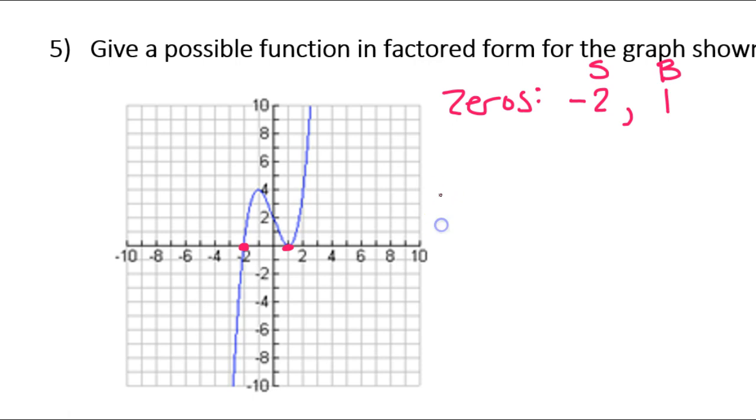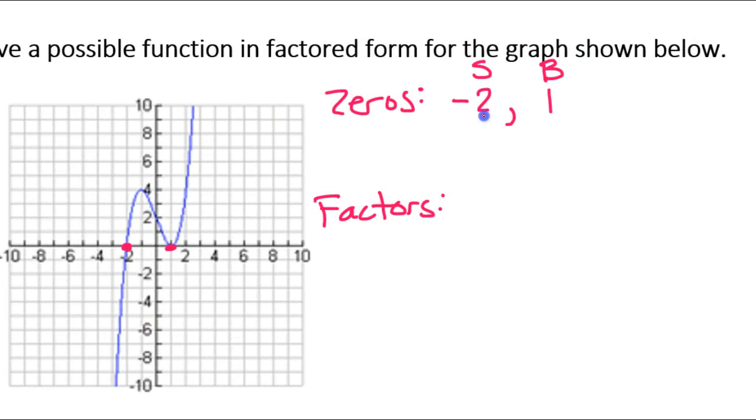Now, let's talk factors. Because of the 0 of -2, that would come from a factor of x plus 2. Imagine if you set this equal to 0 and solve, you would get -2. That's how you know this is the right factor. We would need a factor of x minus 1 to get a 0 of positive 1. So we have these factors for sure.